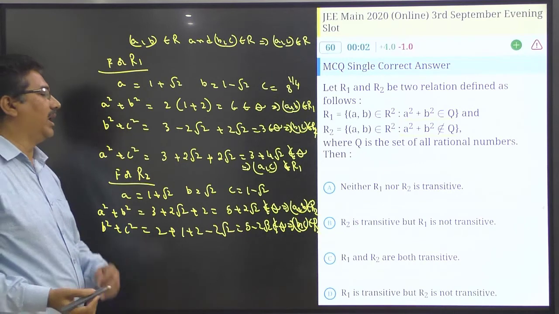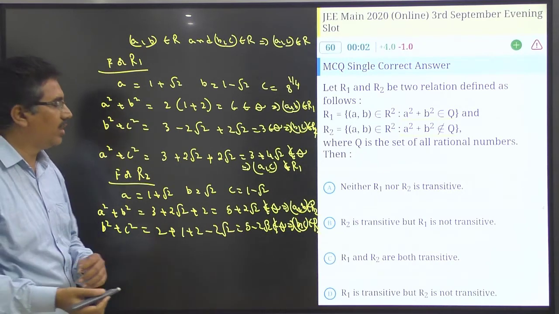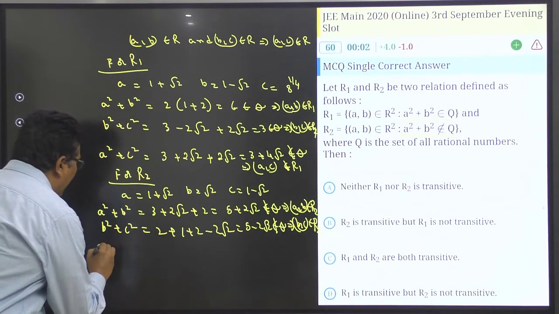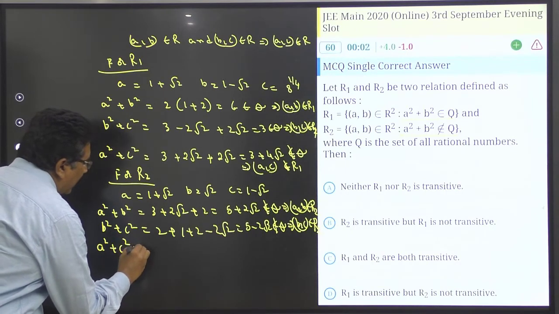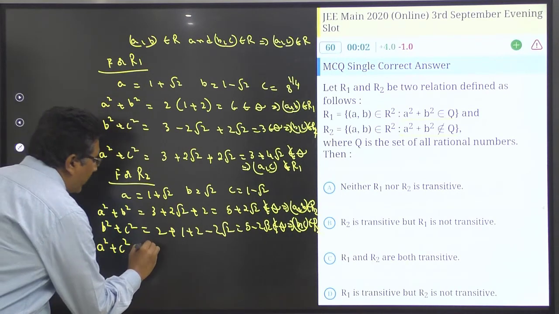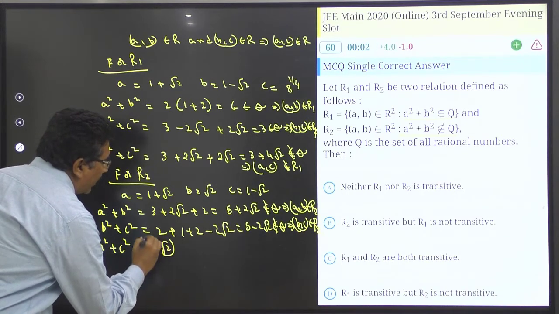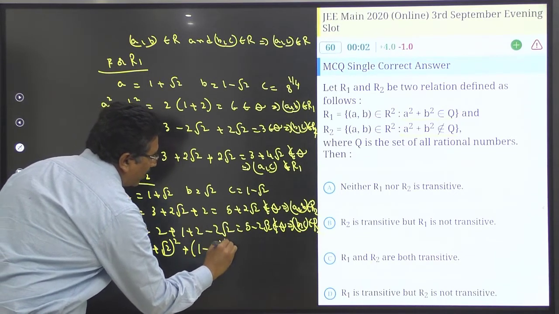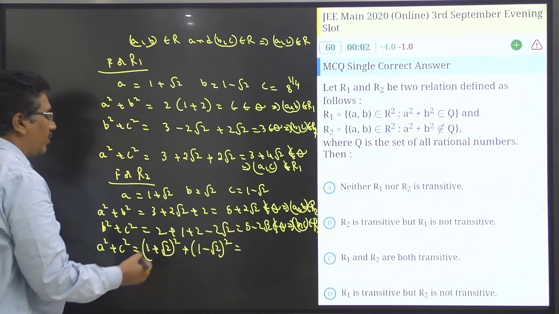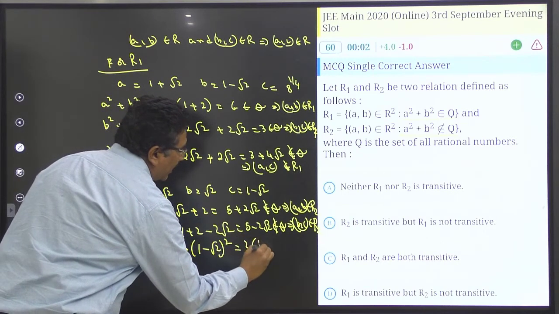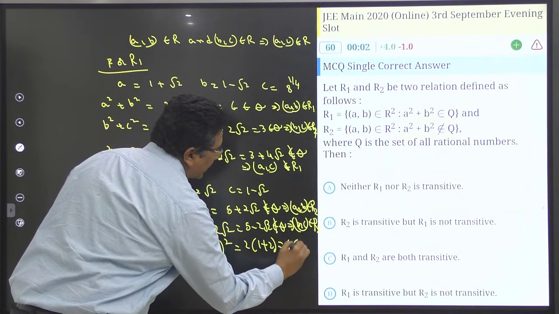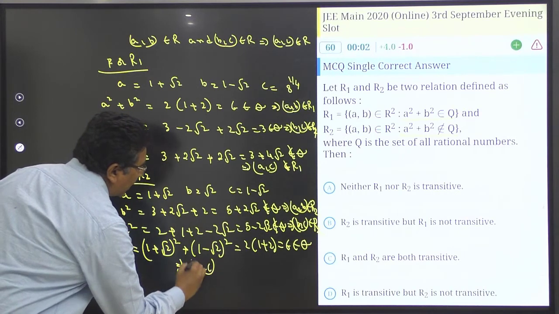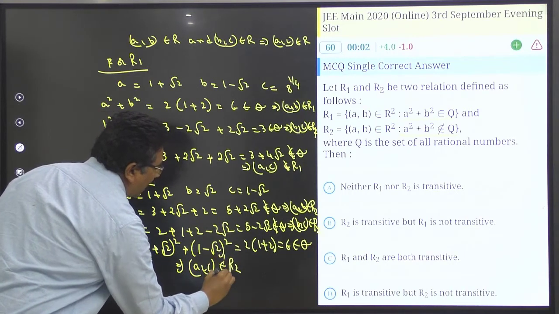Now we want to verify whether (a, c) belongs to R2 or not. For that, consider a square plus c square. That is (1 plus root 2) whole square plus (1 minus root 2) whole square, which is equal to 2 times (a square plus b square), 2 into (1 plus 2), that is equal to 6, which belongs to Q. That implies (a, c) does not belong to R2.